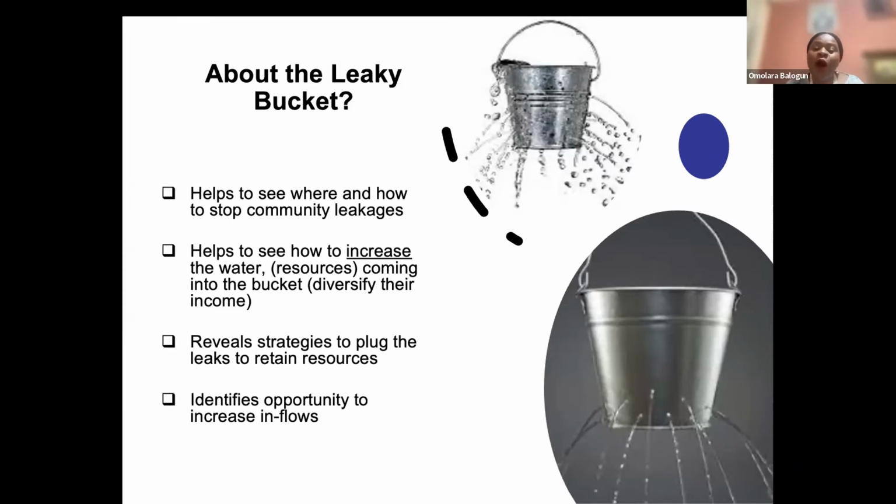Just on the side. So how do you stop the leakages from the buckets, from the organization? It's also the leaky buckets. This is a 5-day training, if not 2 weeks sometimes.